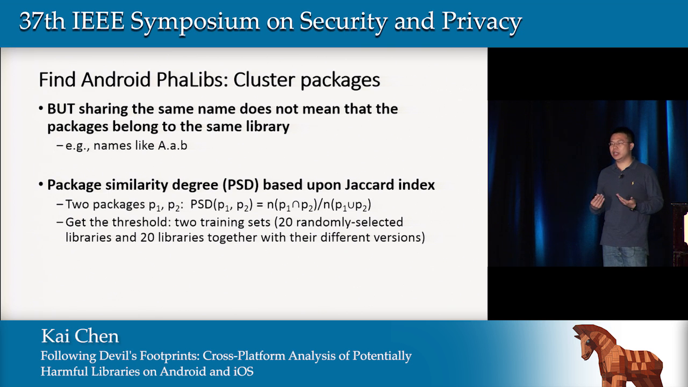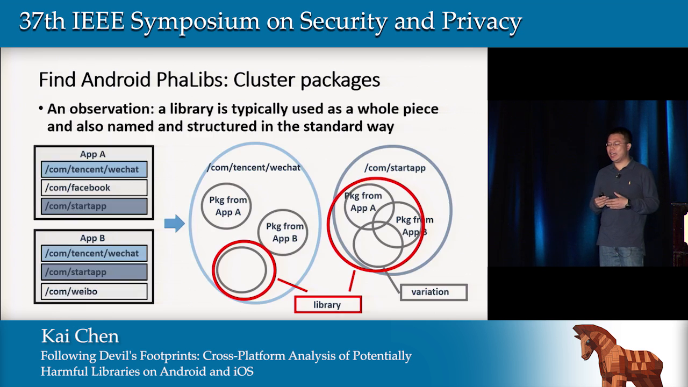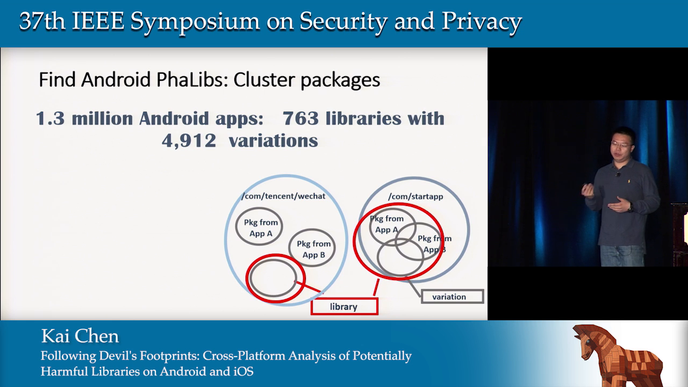Then we use this PSD to cluster libraries inside a group. We get the threshold using two training sets: 20 randomly selected libraries that have no relation to each other, and 20 libraries together with their different versions. So we can get a threshold and do the clustering. From the clustering, each cluster is a library, and it contains several variations. So in the end, from the 1.3 million Android apps, we got 763 libraries with 4,912 variations.